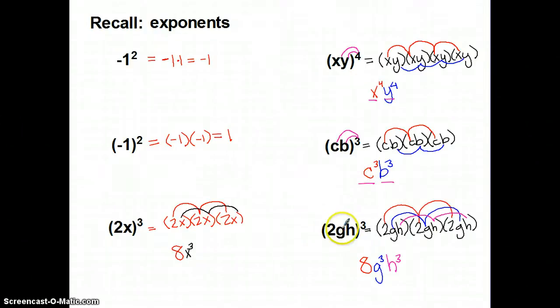This third one is a little bit different because of that 2, but we did the same thing. 2 to the third power. We put the 3 on the g, so we have g to the third power. And we put that exponent on the h, so I have h to the third power. The only difference is that we multiplied out the 2 to get 8 instead of 2 to the third power.